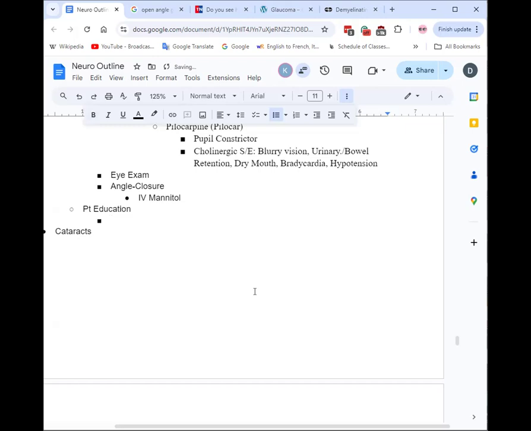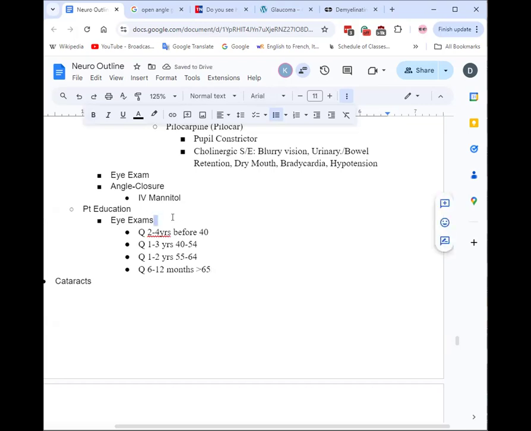Patient education kind of goes on to getting eye exams and stuff. There's a specific chart. I don't think you really need to know it, probably. Just know that they need to get eye exams, but just in case, I will include it. Here's the list that they gave. You have to do it more often as you get older. So every 2 to 4 years before you're 40, and after that it's pretty much yearly.